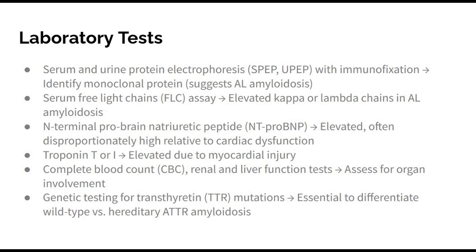NT-proBNP, often disproportionately elevated relative to the degree of left ventricular dysfunction. Troponin T or I, which may be elevated due to direct myocardial injury from amyloid infiltration. Genetic testing for transthyretin (TTR) mutations, which is essential to differentiate wild-type ATTR from hereditary ATTR amyloidosis. Key point here is that normal cardiac biomarkers do not rule out amyloidosis, especially in early disease.